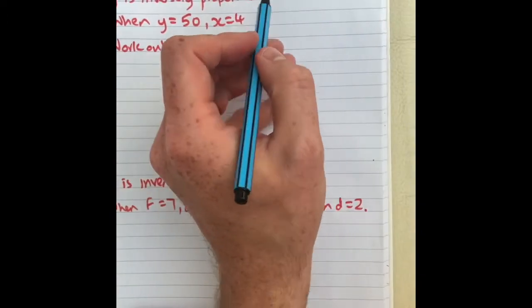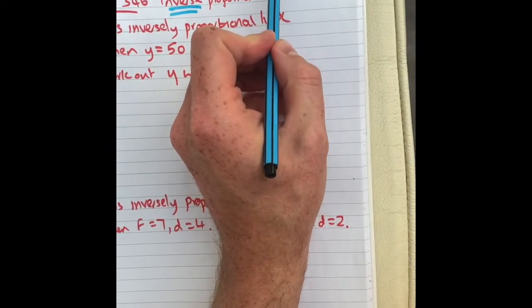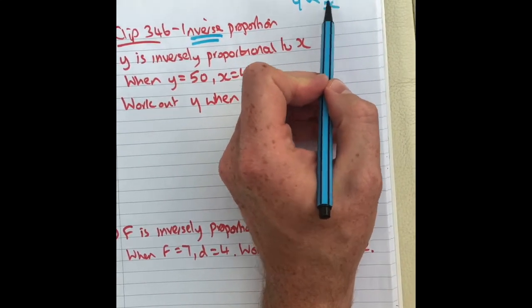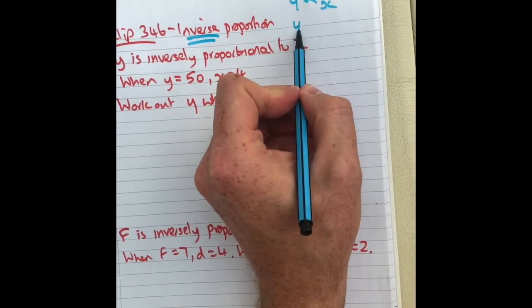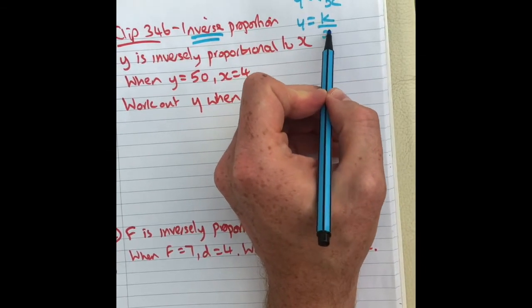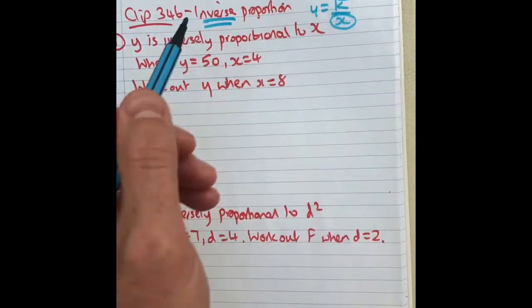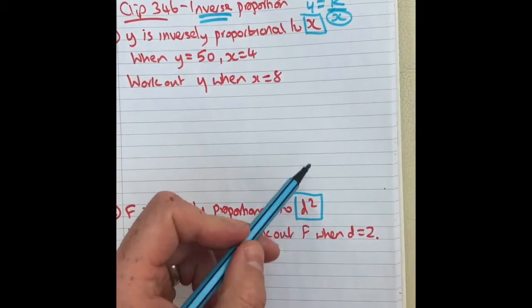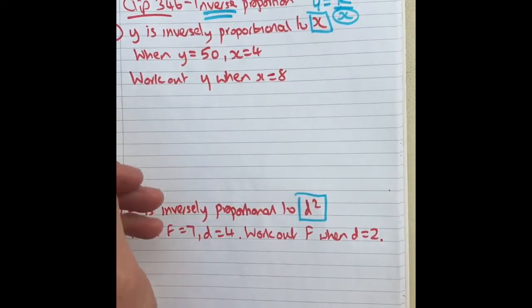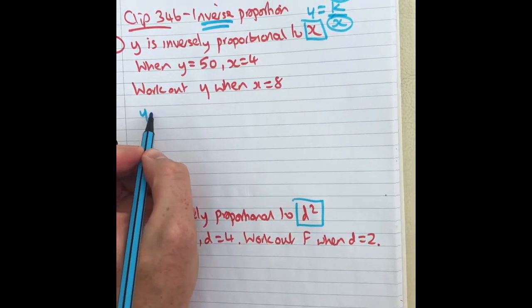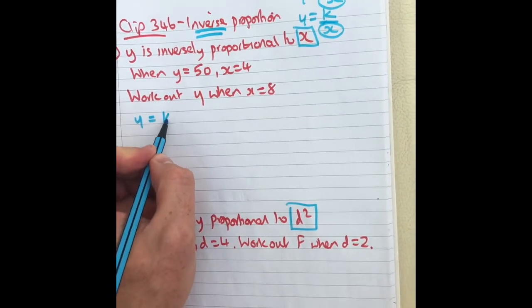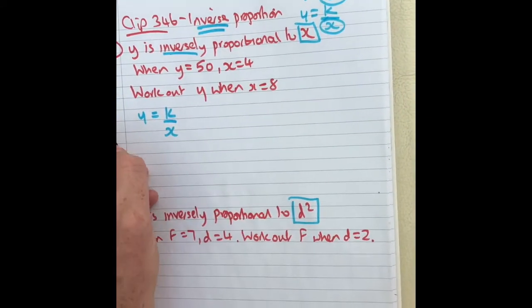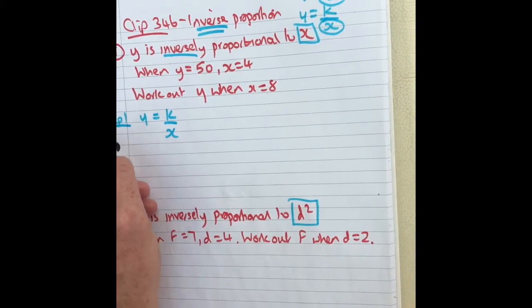So the key part to inverse proportion, remember y is proportional to 1 over x. That is inverse proportion. And then y equals k over x. Remember, this x can change. So in the questions we've got a d squared here, and we've got just an x here. This is the thing that you need to make sure that you don't miss out. So y equals k over x. Y is inversely proportional to x, so the x is on the bottom. So this is step 1: write the formula out.